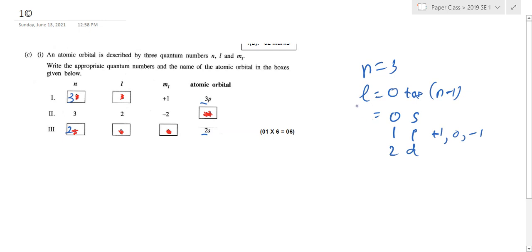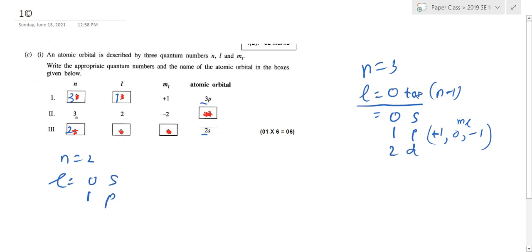These are ml values, and an ml value of plus 1 is given, so l must be at least 1. In here 2 is there. n equals 2 means l equals 0 and 1, because this is the rule. This is s, this is p. Right? p.